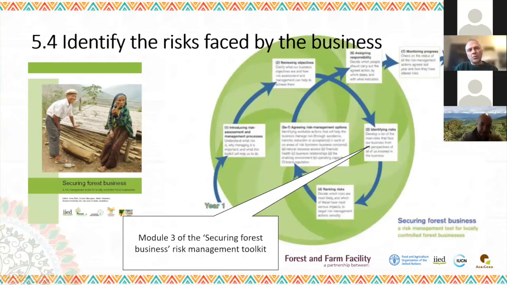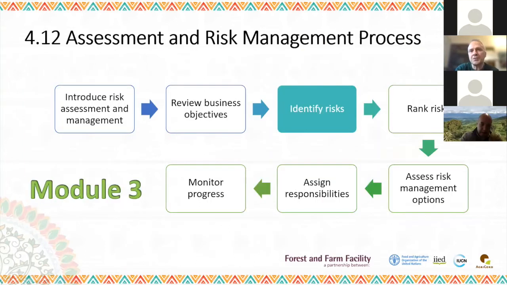So we have this first step of making sure that we're very clear about all the objectives of the business. And once you know what you're trying to achieve, you can then look at things that might block you or might be challenges to achieving those objectives. So this third step in the toolkit is looking at identifying the risks once you've reviewed your business objectives. And let me turn to that now.